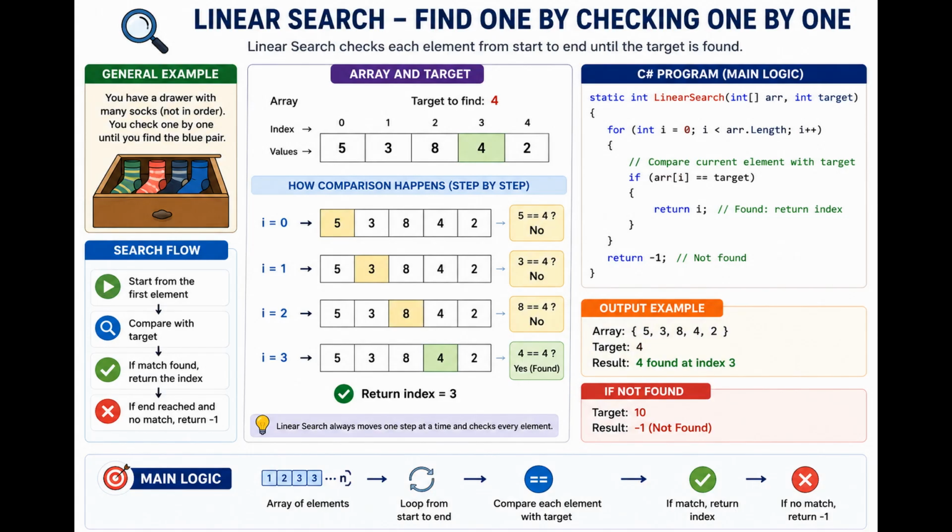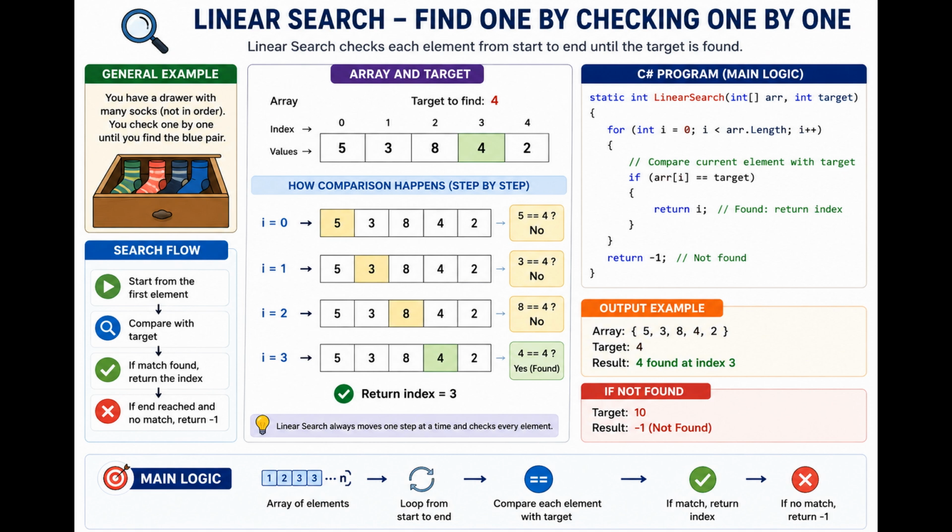Let's begin with our first searching algorithm, linear search. Imagine you are searching for your house key inside a bag. The items are not arranged in any order. You will naturally check one item after another until you find the key. That's exactly how linear search works.